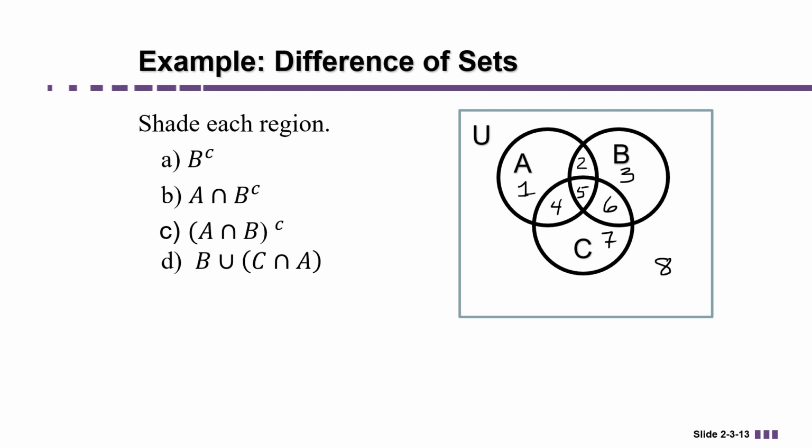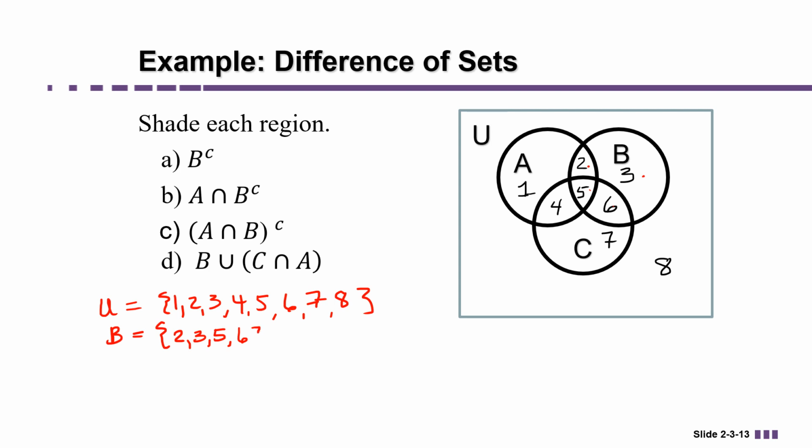So then we could say, well, our set U contains all the numbers from 1 to 8. So U is the set 1, 2, 3, 4, 5, 6, 7, and 8. And for example, the set B contains the regions 2, 3, 5, and 6. So I'm going to pretend like those are actual elements of the set, just so that I can keep track of which regions are part of which set.